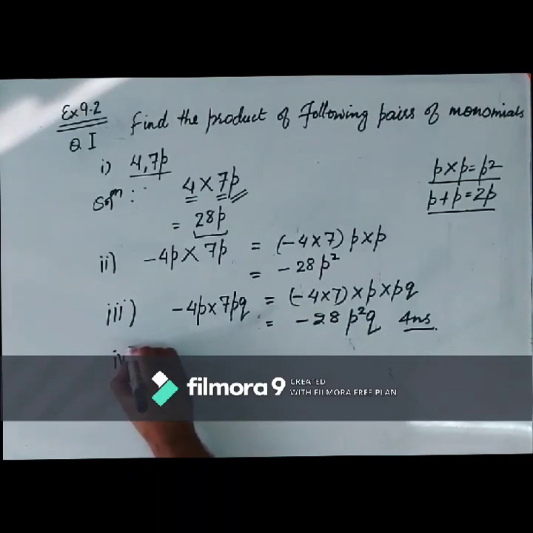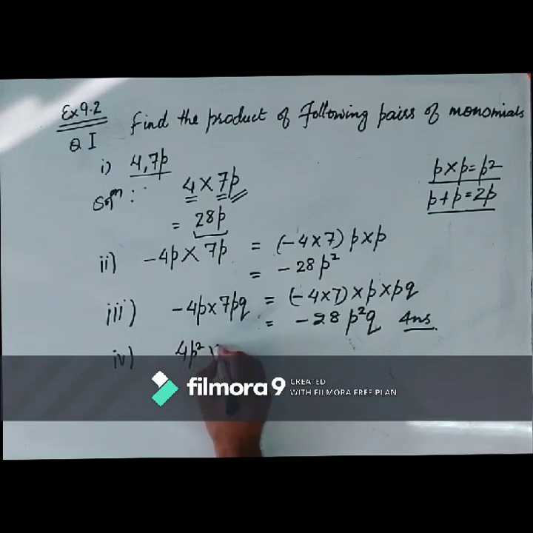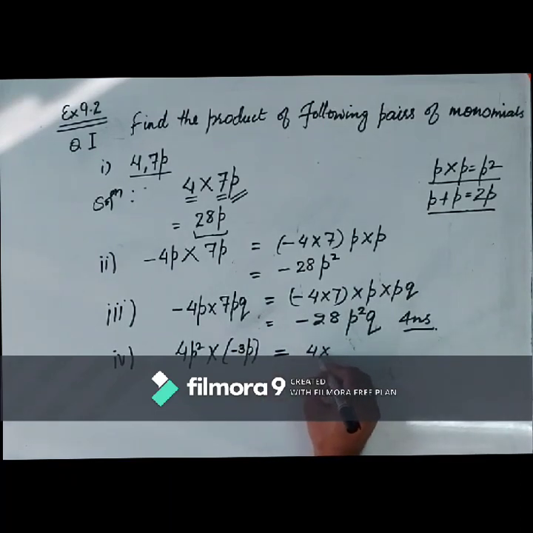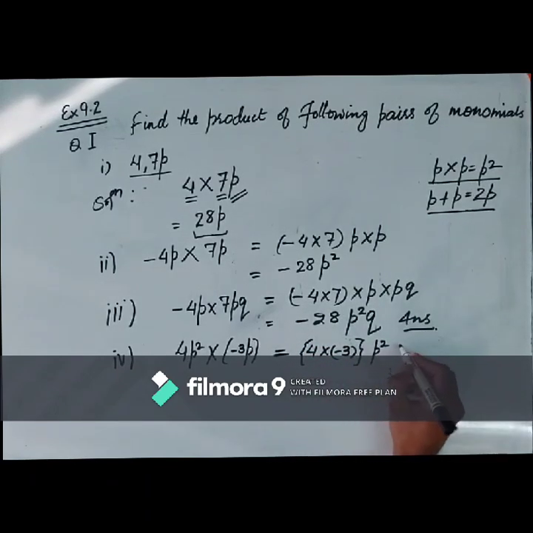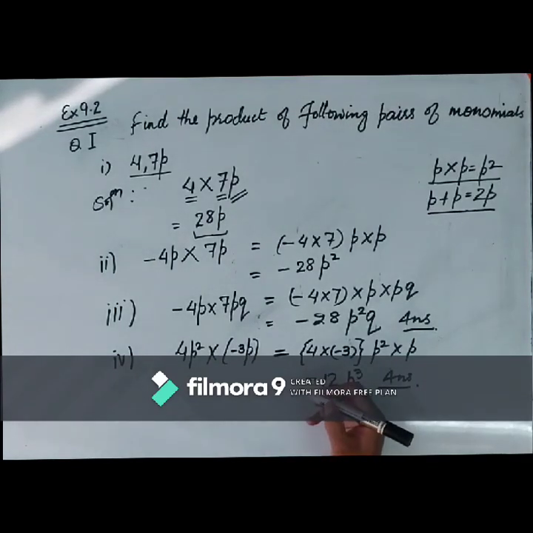The fourth one is 4p square multiplied by minus 3p. So this will be equal to 4 multiply minus 3, and p square into p. Your answer is minus 12 p cube. So this is how we solve multiplication of monomials.